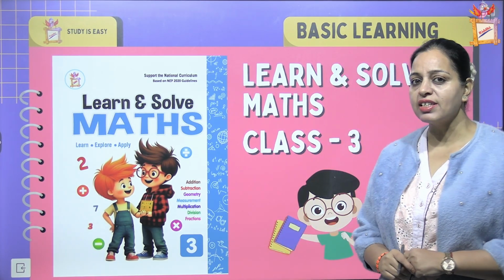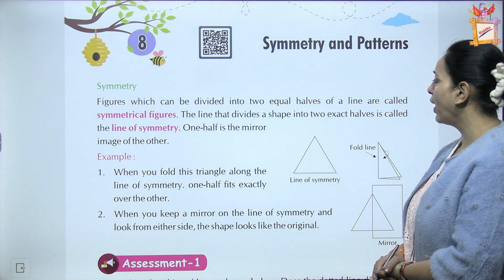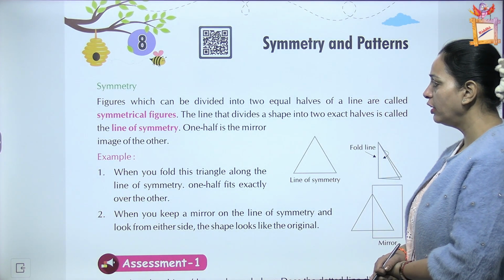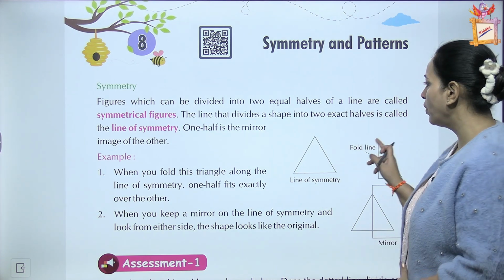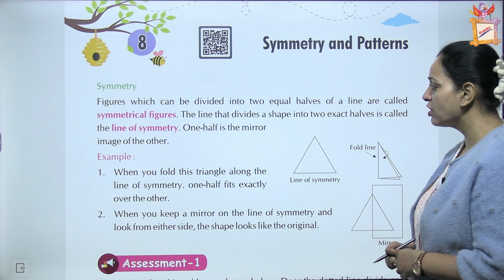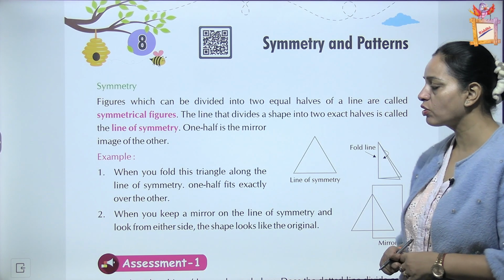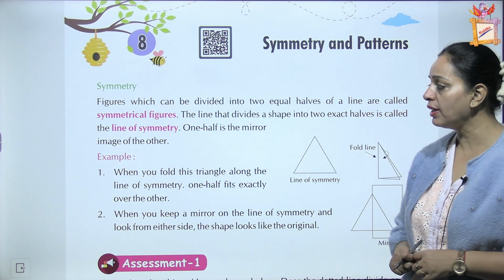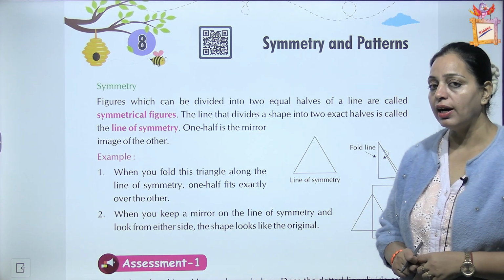So let's start. Chapter 8, Symmetry and Patterns. Symmetry. Figures which can be divided into two equal halves by a line are called symmetrical figures. The line that divides a shape into two exact halves is called the line of symmetry. One half is the mirror image of the other.